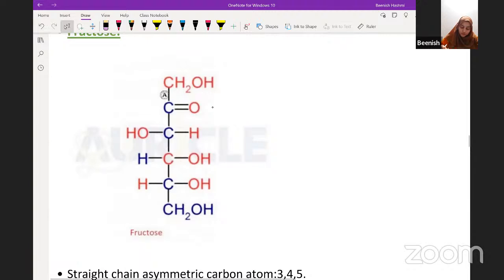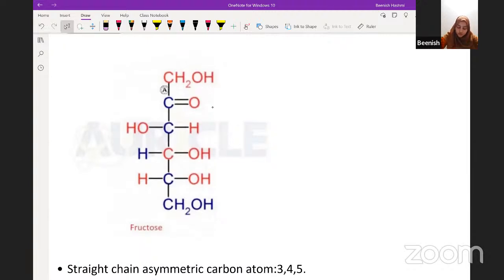Now let's talk about fructose. Similarly, in fructose, the open chain structure has 3 asymmetric carbon atoms, which are carbon 3, 4, and 5. That is this one, 3, 4, and 5. These are asymmetric carbon atoms. Carbon 2 will not be asymmetric because you can see there is a double bonded oxygen. Carbon 1 will not be asymmetric because there are 2 hydrogen atoms attached. Similarly, carbon 6 is not asymmetric because there are 2 hydrogens attached at carbon 6 also.